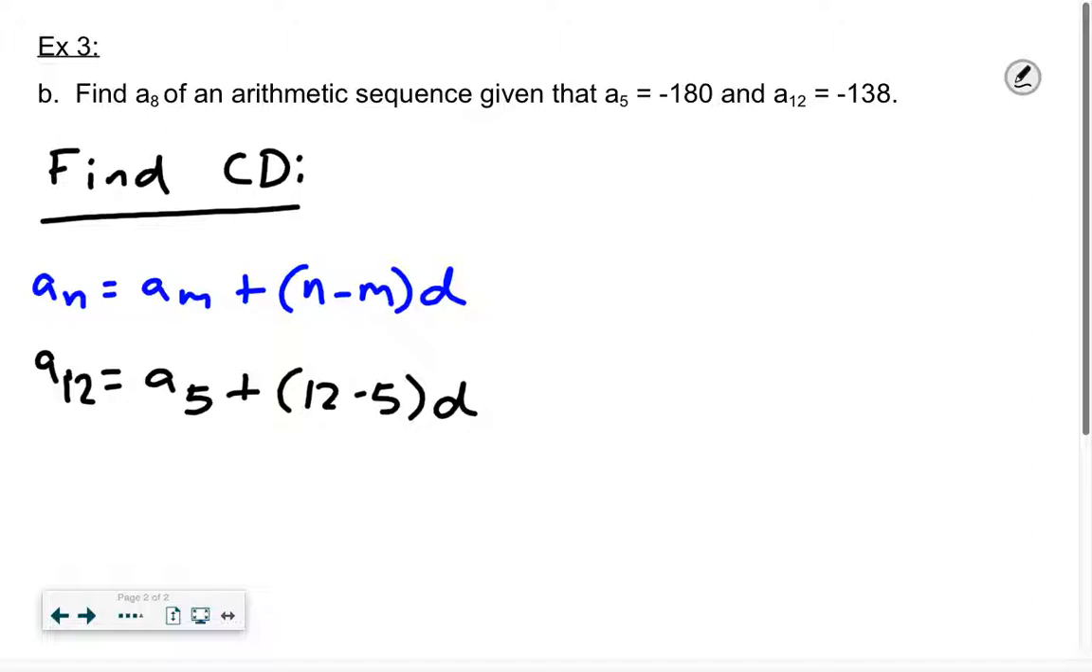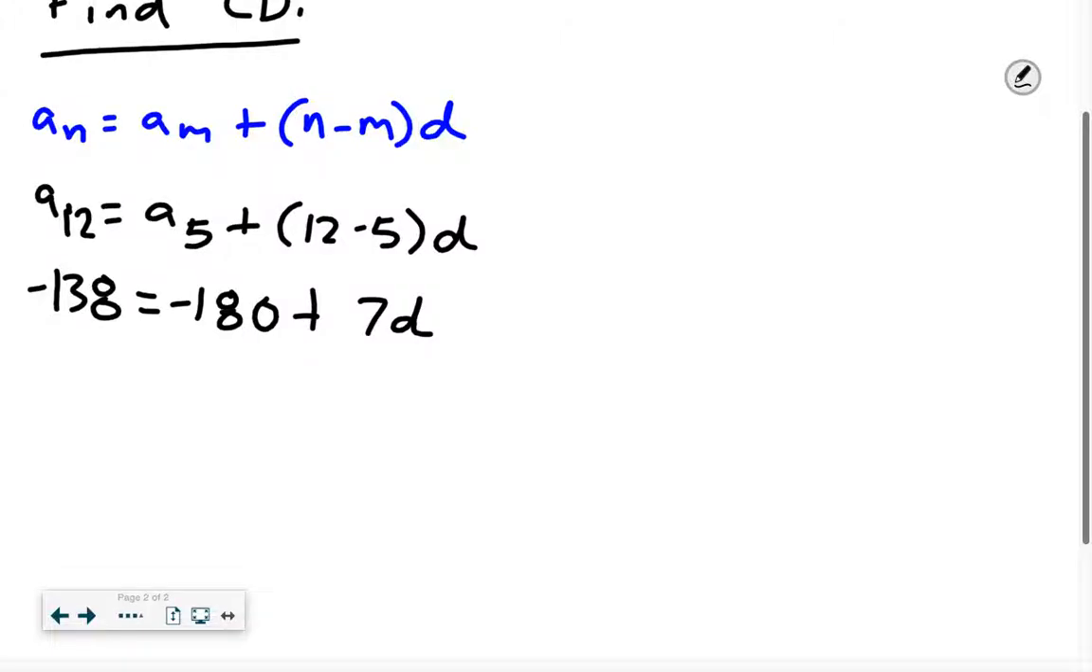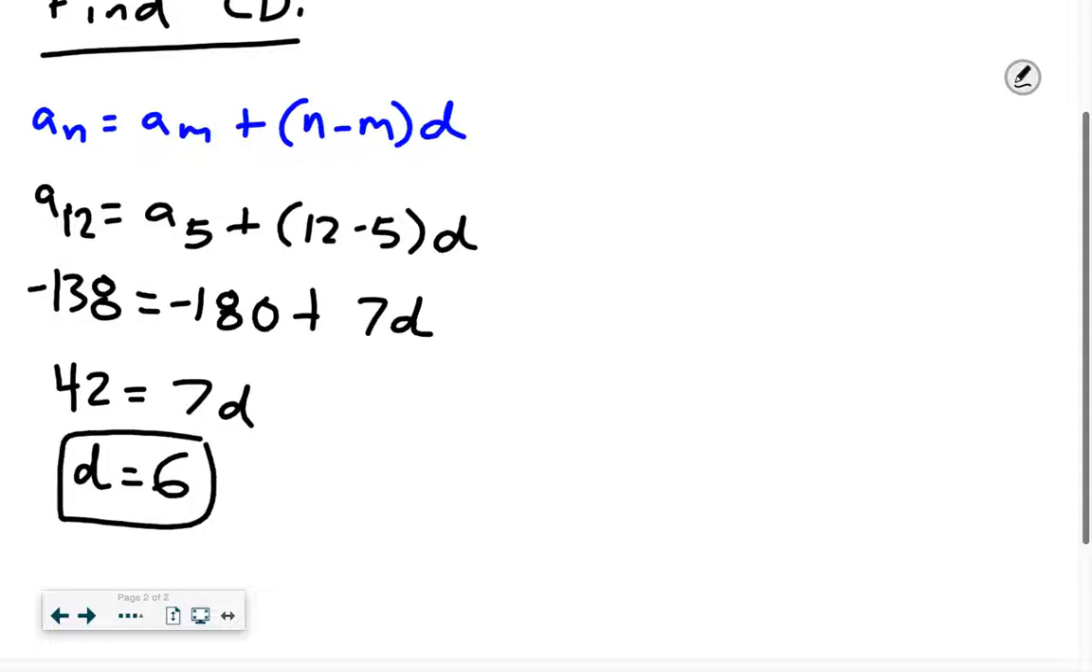What do I plug in for a sub 12? Negative 138. What do I plug in for a sub 5? Well, negative 180. Add 180 to both sides to get 42. Therefore, our common difference, we are increasing by 6 each time.